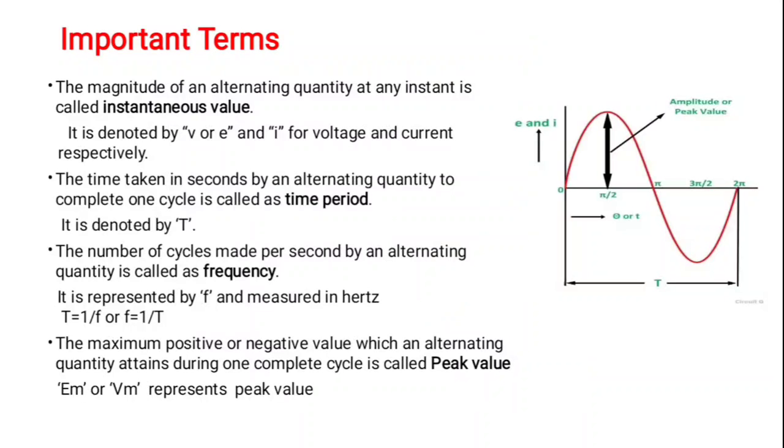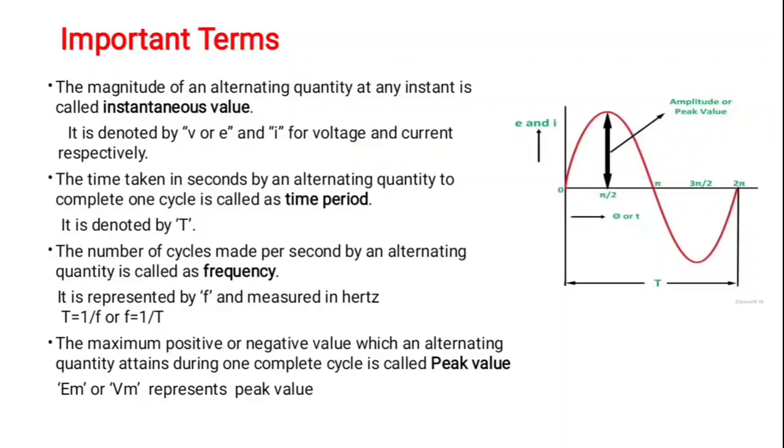Now let us discuss the important terms we have in the case of voltage and current parameters. Let us study what we mean by instantaneous value. The magnitude of an alternating quantity at any instant is known as an instantaneous value. At that particular instant, the value of current and voltage is called the instantaneous value. This is usually represented as a small v or small e or small i, with respect to voltage or current respectively.